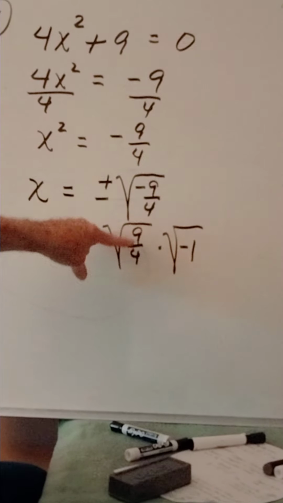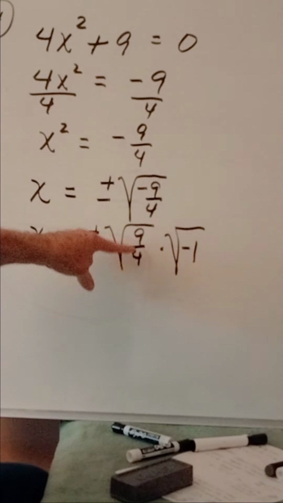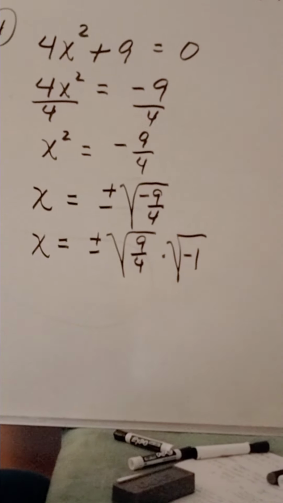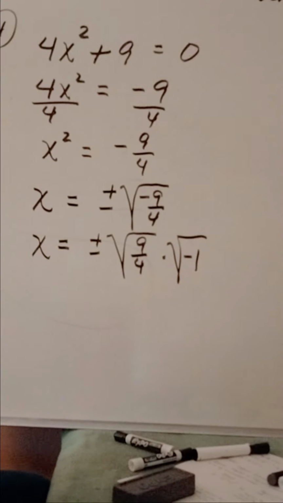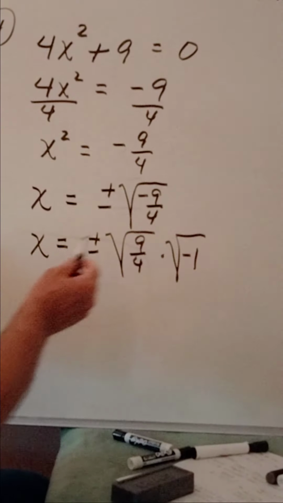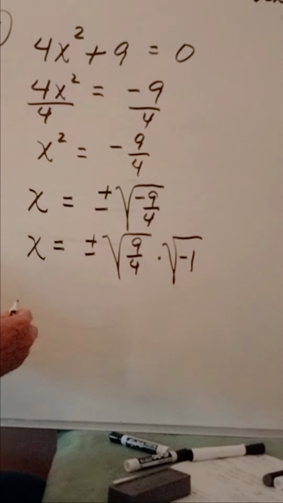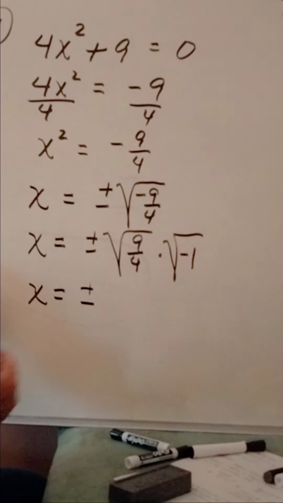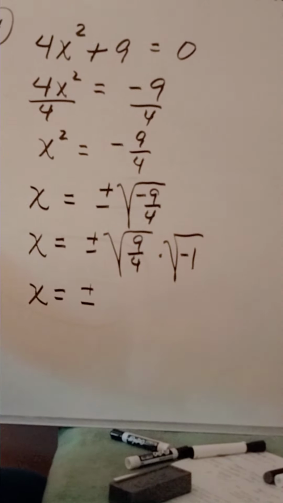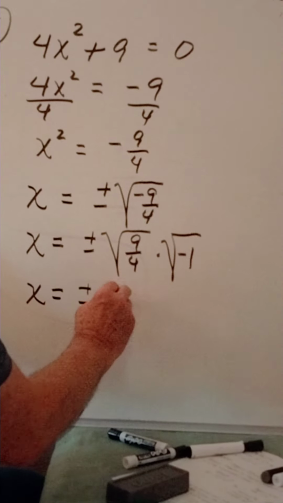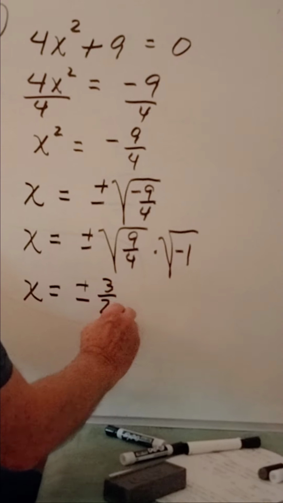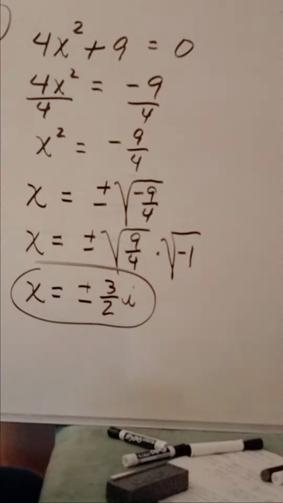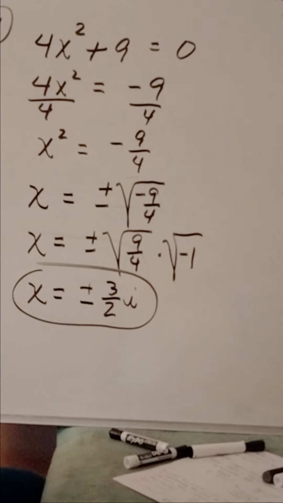If you look at 9/4, yes, we cannot have a fraction in the radicand, but both the numerator and the denominator are perfect squares, so they can immediately come out of the radical house. And we know root negative 1 is going to turn into an i, so our answer will be x is equal to positive or negative. The root 9/4 would be 3/2. So positive or negative 3/2 i. And there would be the two solutions that would satisfy that quadratic equation.